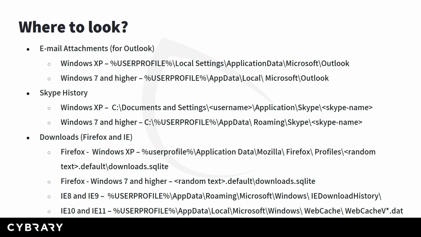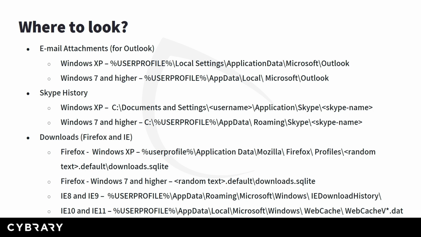Skype history keeps a log of chat sessions and files transferred from one machine to another. This is turned on by default in Skype installations. In Windows XP, we can find these files under the C disk, Documents and Settings, Username, Application Data, Skype, and in Windows 7 and higher, we can find it under the User Profile, AppData, Roaming, Skype. Each entry will have a date or time value and a Skype name associated with the action.